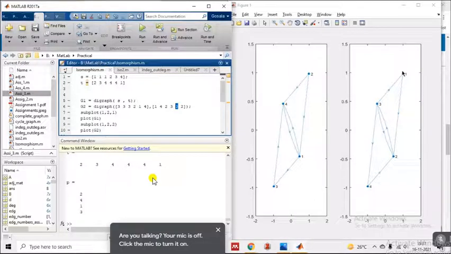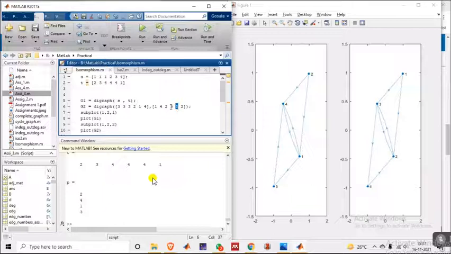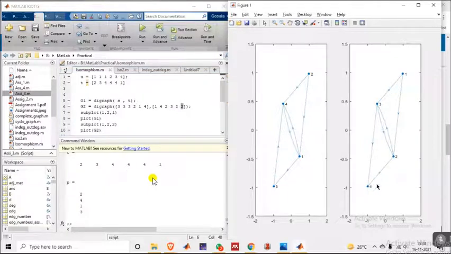So 1 is connected to 2, and in the same way 4 is connected to 2. 4 is also connected to 2, meaning there is an edge between 4 and 2. All these are connected.